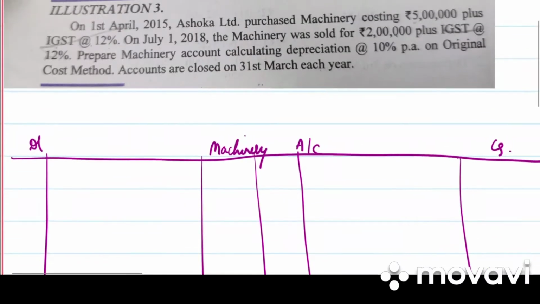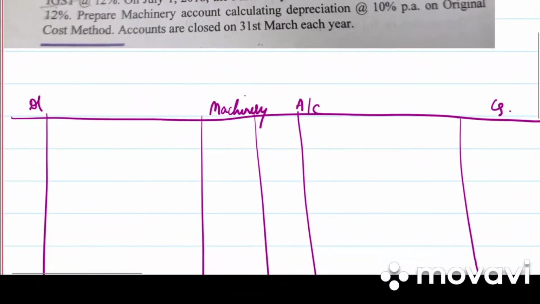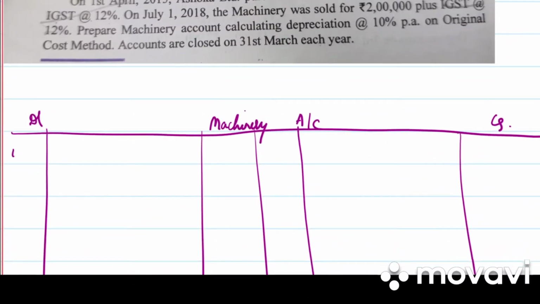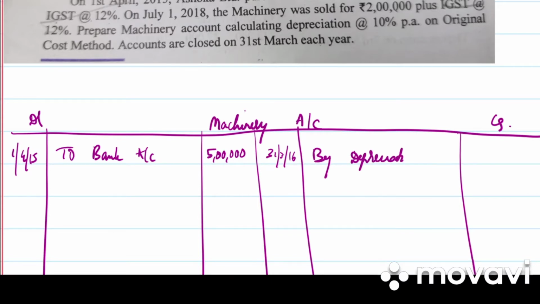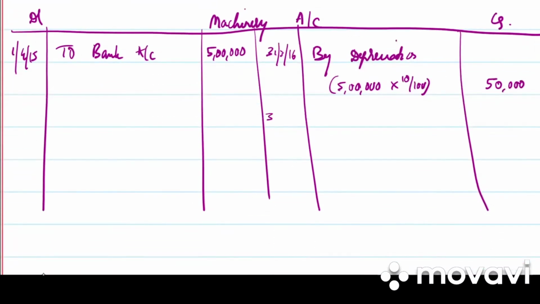So first thing they have said that we have purchased a machinery for 5 lakh plus IGST of 12%. 1st April 2015 to bank account 5 lakh. Depreciation is at 10%. So 31st March 16 by depreciation, that is 5 lakh into 10 by 100. When they have given percentage, we need to just calculate depreciation. We get 50,000.